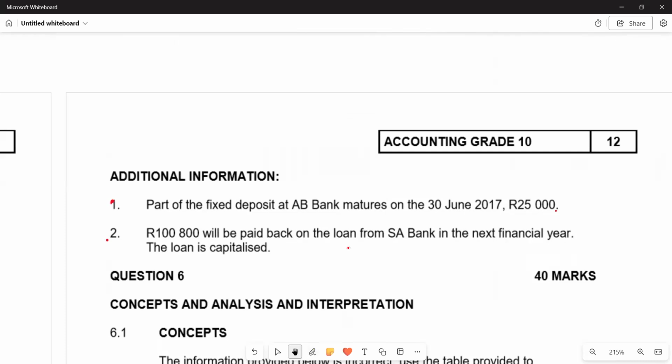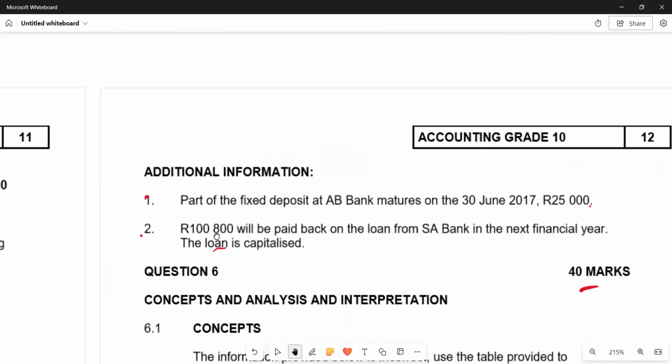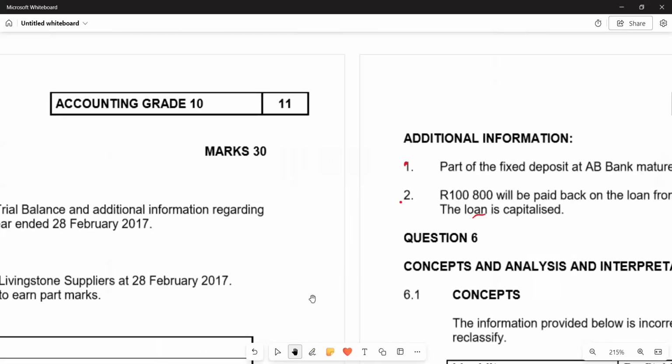And then next we've got 100,800 rands that will be paid back on the loan from SA Bank in the next financial year. The loan is capitalized. So what does it mean? It means this 100,800 is going to be the current portion of the loan. So we're going to subtract it from the figure of the loan, and then we transfer it under current liabilities as current portion of loan. As simple as that. So we know where to make the adjustments now. Then we can go back to the question.